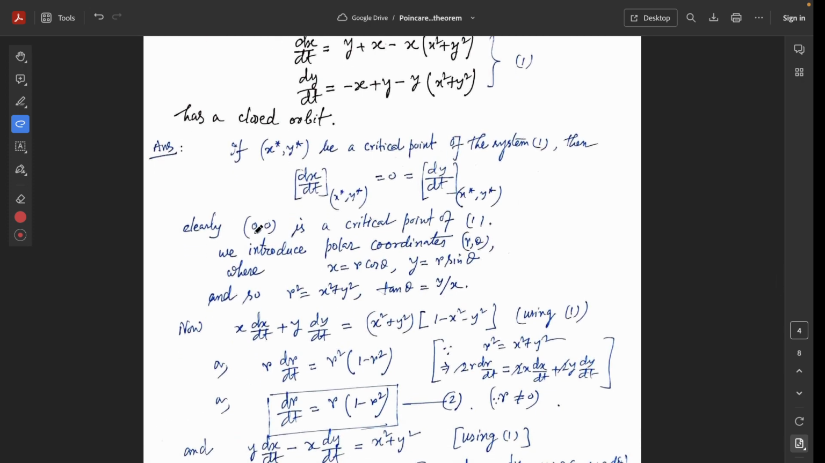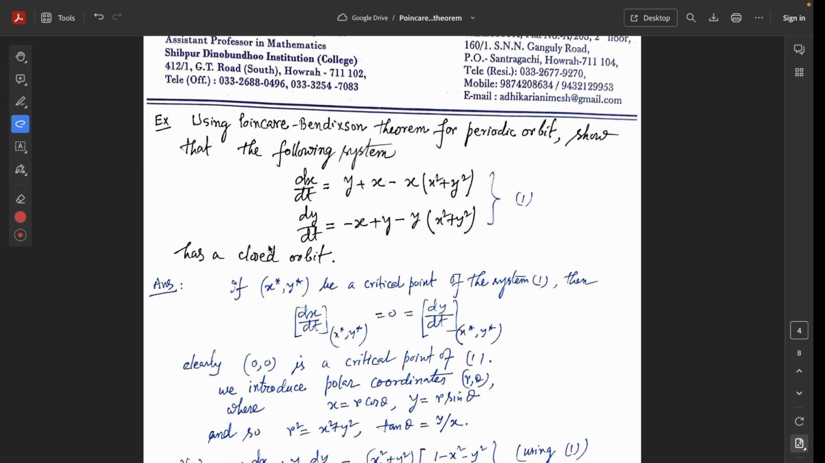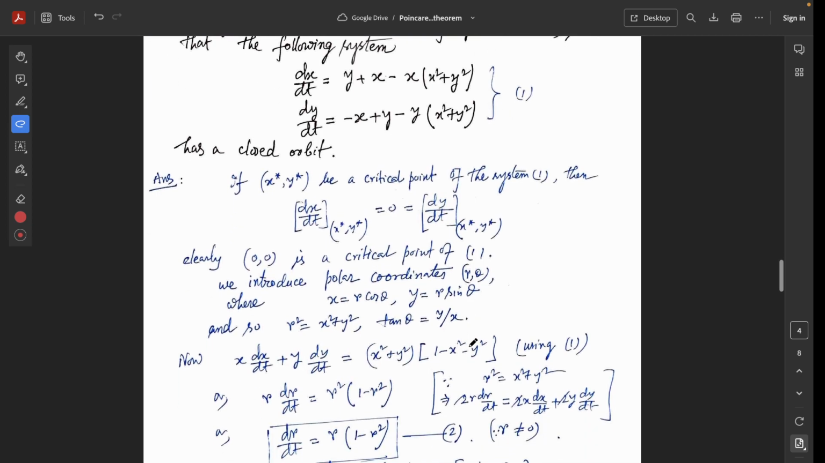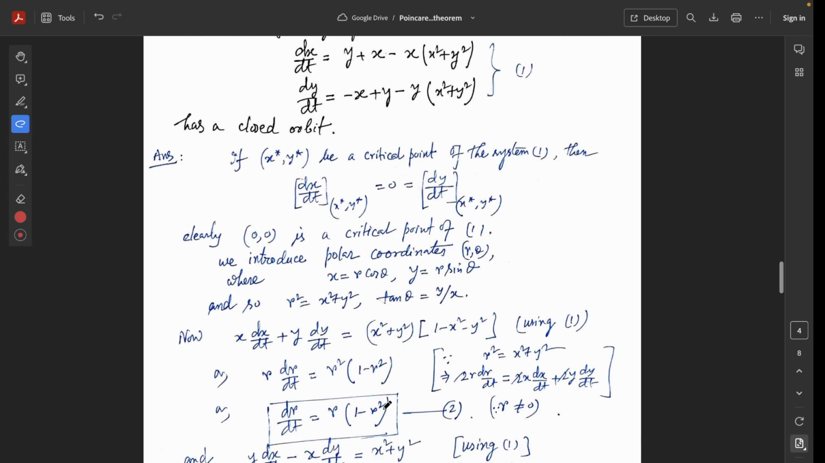Obviously, (0, 0), the origin, is the critical point of this system 1. Now we want to transform system 1 into polar coordinates, and for that we use x equal to r cos theta, y equal to r sin theta. Here r is a positive quantity greater than 0. And so r square equal to x square plus y square, tan theta equal to y by x.